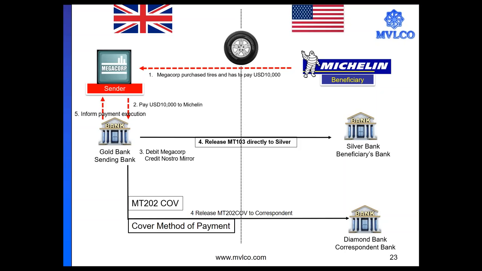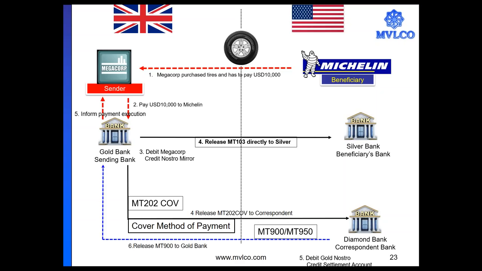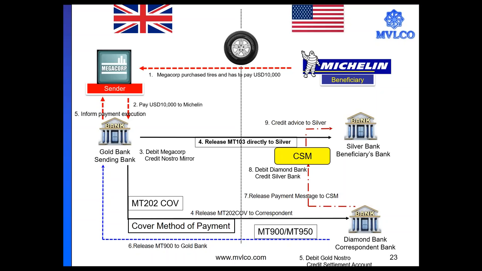So Diamond Bank, when it receives this message, would now have only one message to process. They will debit the account of Gold Bank, send back an MT900 confirmation of debit. MT950 could be your end of the day statement, and send a Fedwire payment message, since we are doing this in USA, to Fedwire, telling Fedwire to move money from Diamond's account to Silver's account. When this is done, Silver would get the credit advice. Silver would have received MT103 directly from Gold at step number 4. At step number 9, it receives the credit advice from Fedwire. We compare both of them and then we credit the beneficiary. This is the other mechanism called the cover mechanism of making the payment.